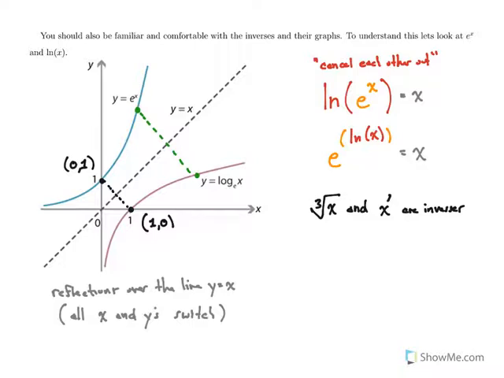So for instance, when you plug in e, this is going to be e, natural log of e, which is the same as e comma 1, as natural log of e is just 1. And then the corresponding point here is 1 comma e. If I plug in 1, I should get a y value of e out.